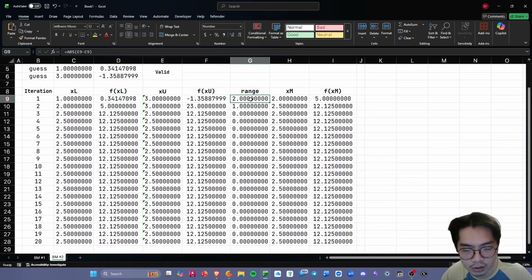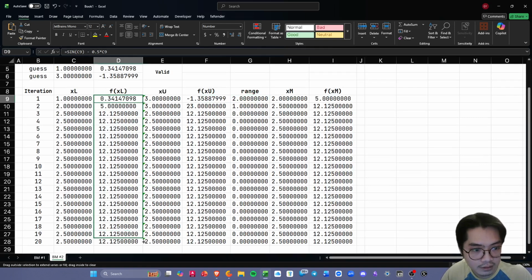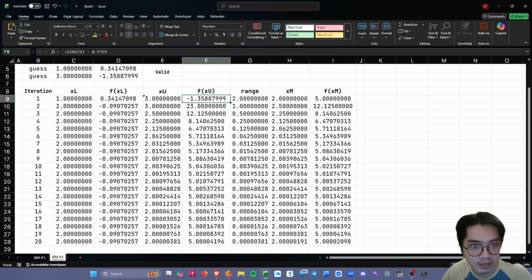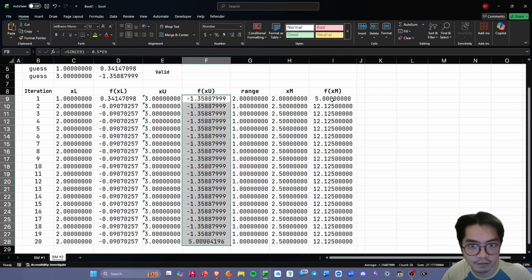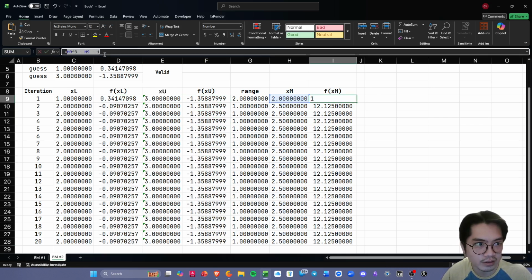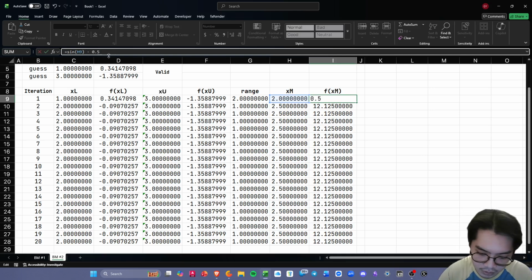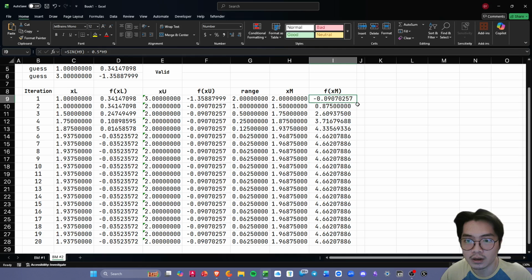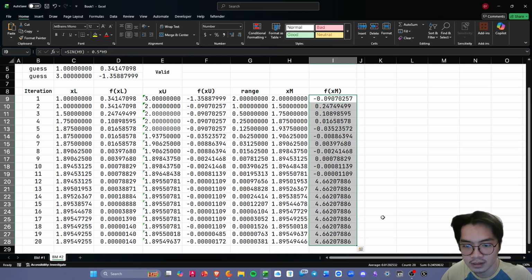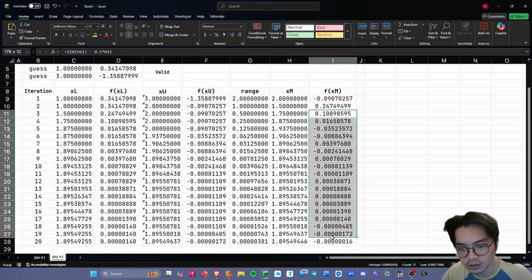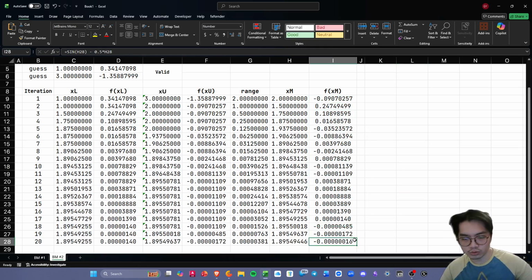Note that your original range here is 2, so we just drag this down. And I forgot to change this as well. It's going to be sine of, is this h9 minus 0.5 times h9. And now we drag this down as well. And there you go. Our answers keep getting closer and closer to 0.